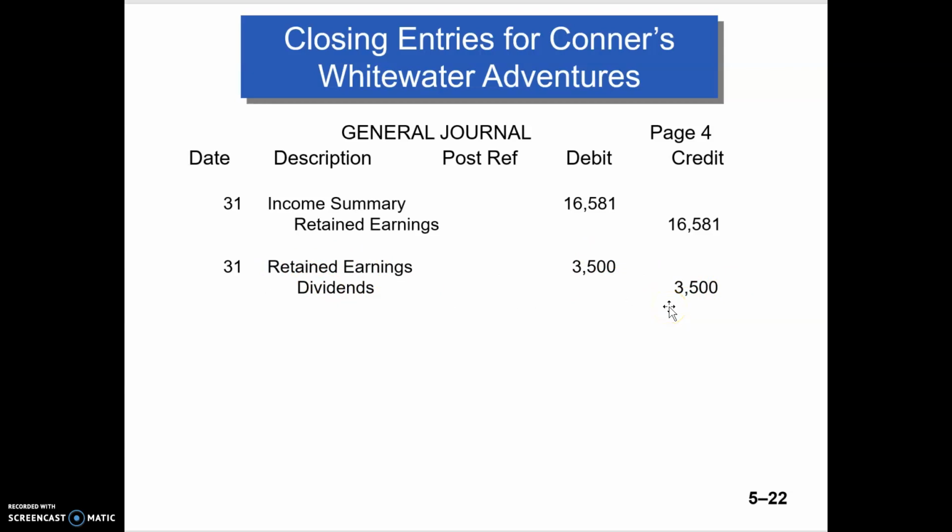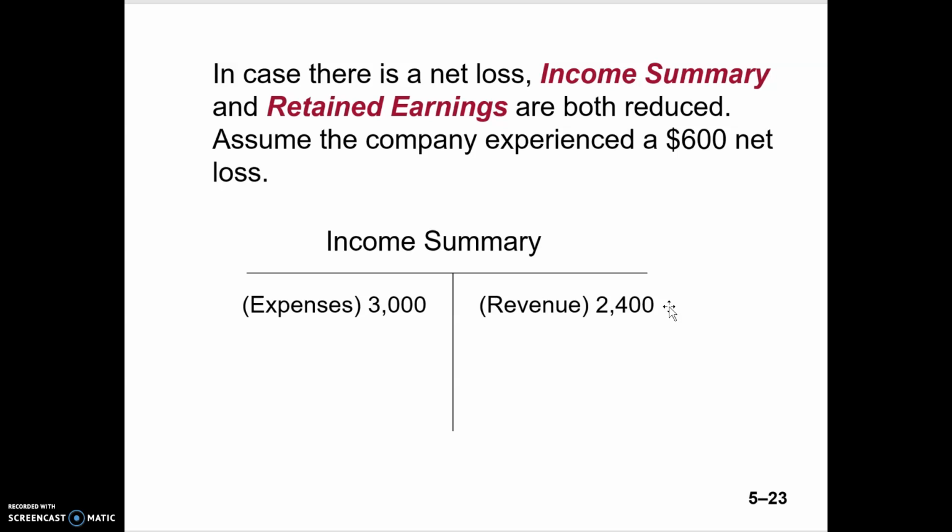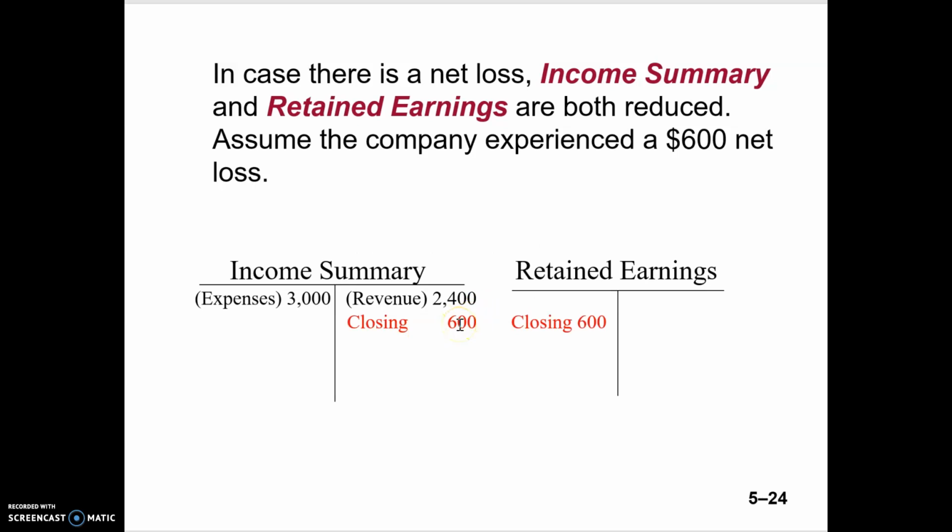So only one deviation we could have from this process, and that would be if we had a net loss instead of net income. So let's say for this company, revenue was $2,400, expenses were $3,000. That means they had a $600 net loss, right? Because expenses were higher than revenue. So if that's the case, income summary is going to have a debit balance of $600. So when we want to close income summary, we need to credit it for $600.